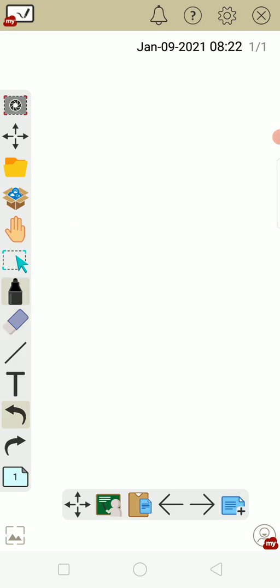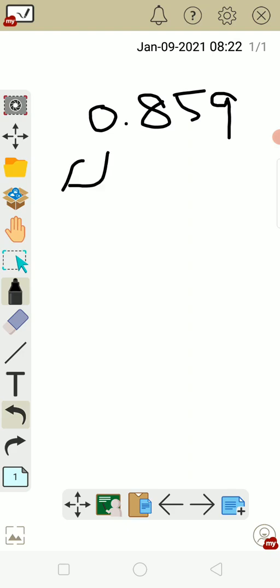Let me show another example. Example 2, 0.859. Here 0 is the whole part or integral part. Then after that you have the decimal point. Then on the right side, 859 is the decimal part. So the 0 is the integral part or whole part. The dot we call the decimal point. After the decimal point, the number on the right side is the decimal part.